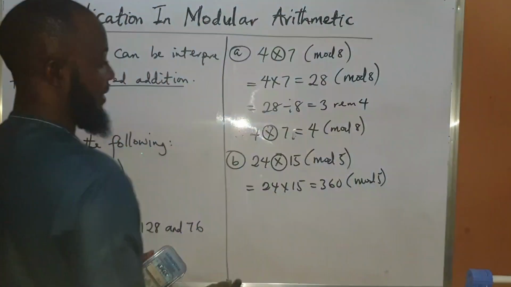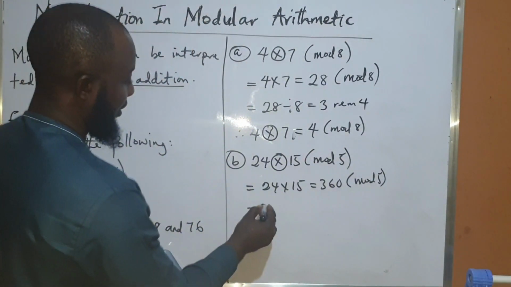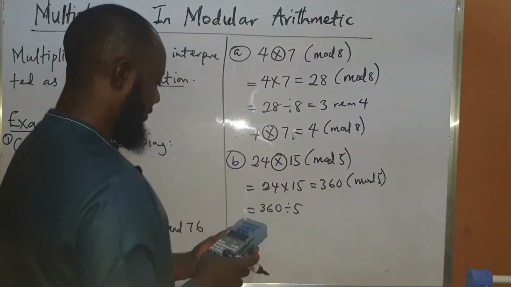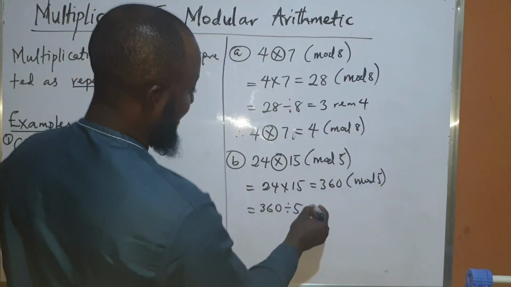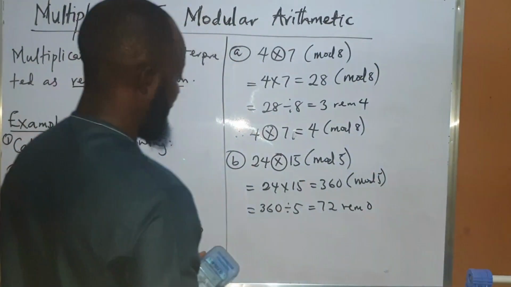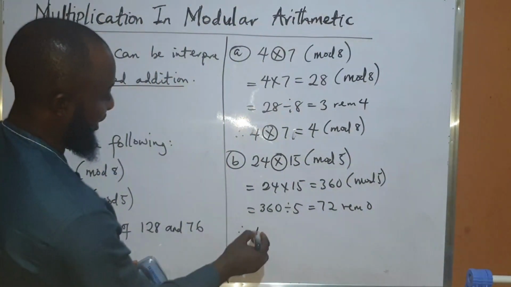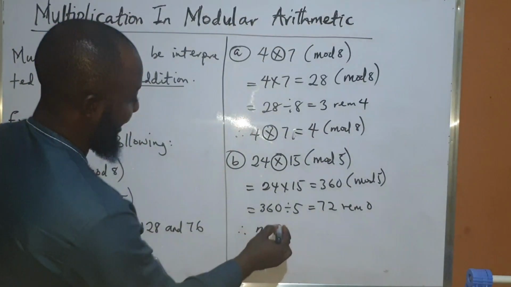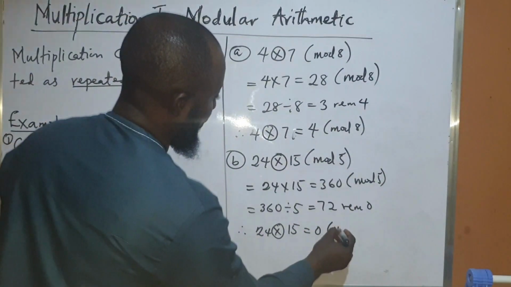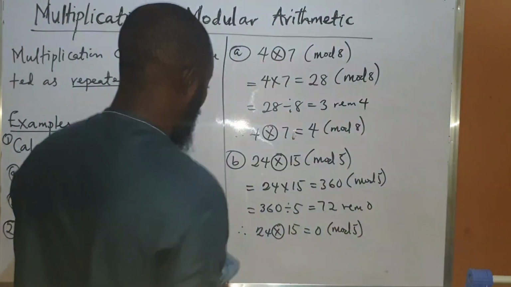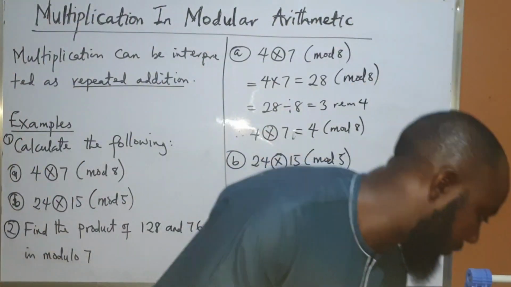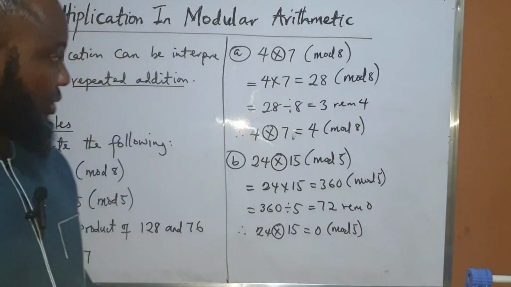So we need to simplify this further. That's going to give us 360 divided by 5. That gives 72, remainder 0. Therefore we can conclude that 24 multiplied by 15 is equal to 0 mod 5. I hope this is clear. So that is that. You can see this is just the same thing as with addition and subtraction.